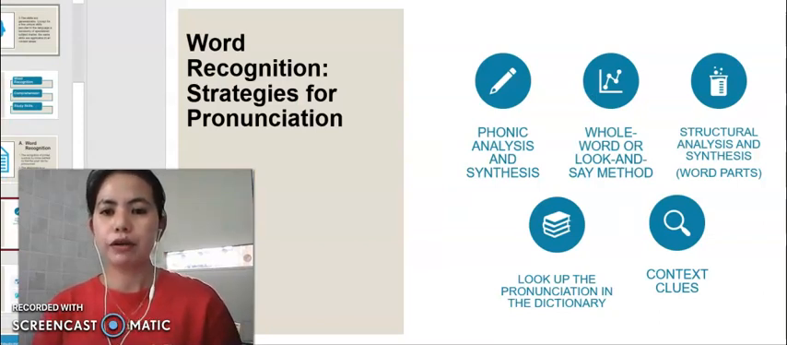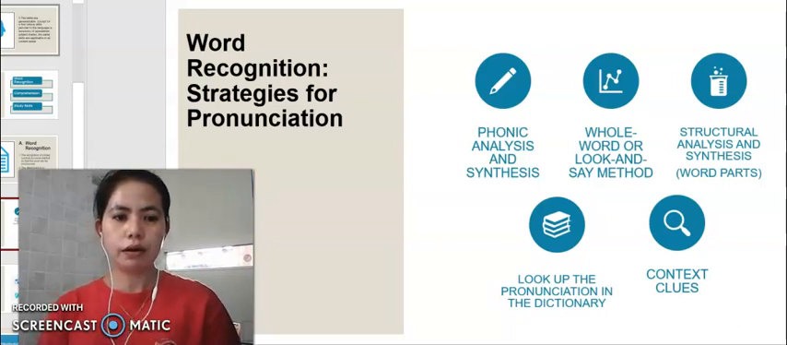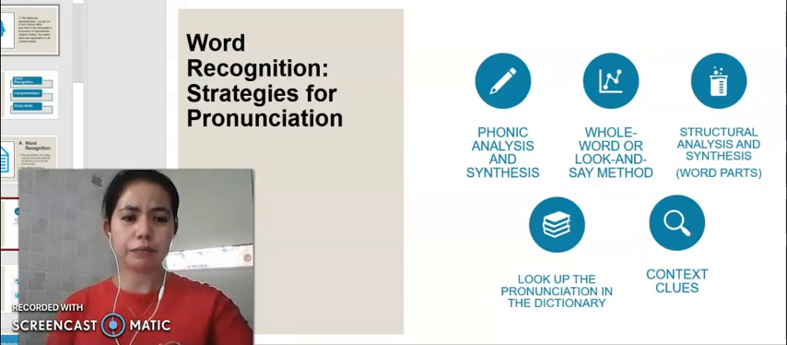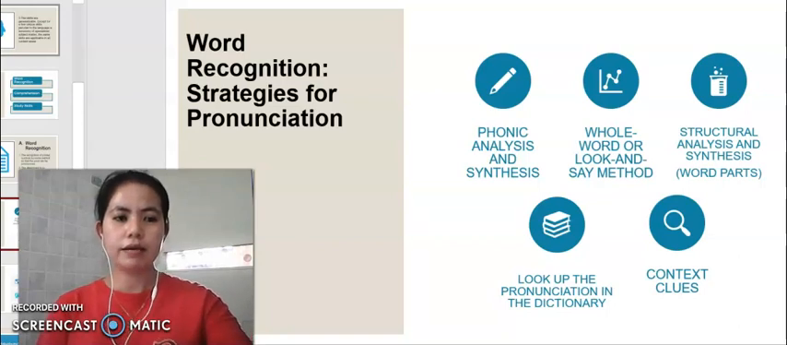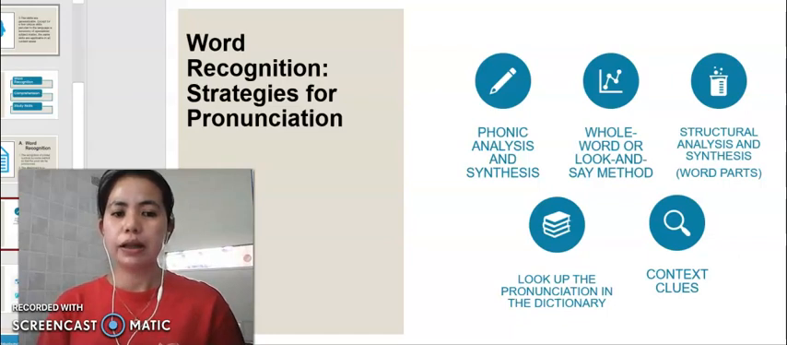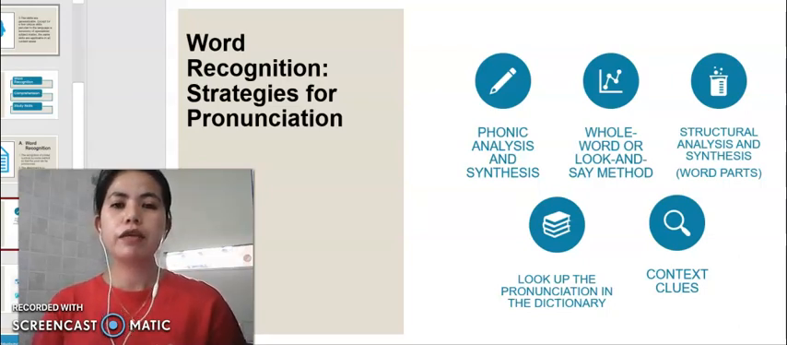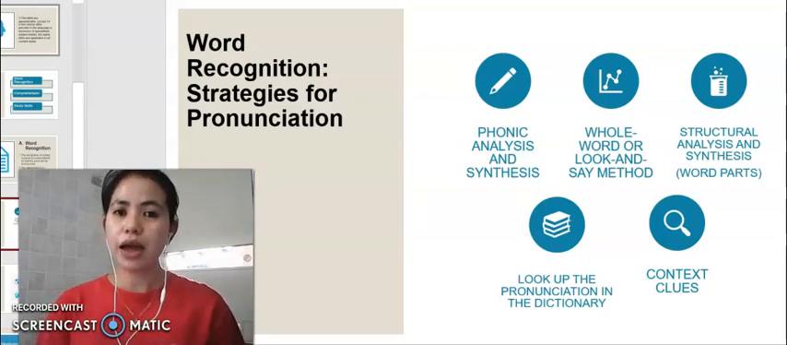So in word recognition, there are strategies. For pronunciation, there are 5 kinds. Number 1, phonic analysis and synthesis. It is a decoding technique, the ability of the student to make the proper grapheme, phoneme, or letter-sound correspondence. For example, the teacher will say out loud the letter A, so the students will write the letter A on the whiteboard.